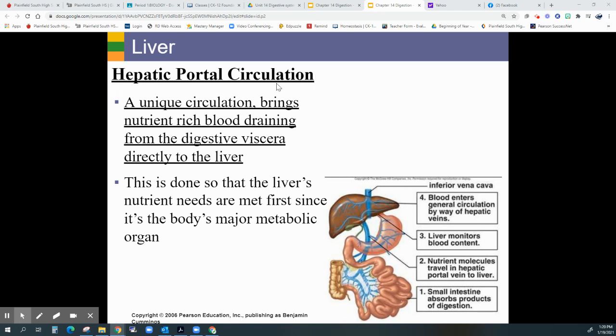So hepatic portal circulation. This is kind of a unique circulation system between the liver as well as the digestive organs itself. This is its own circulation that goes throughout both the small and large intestine as well as around the stomach. This is essentially done because the liver really needs a lot of those nutrients first, because it's one of the major metabolizing organs of our body. All right, so that's why it has its own system.